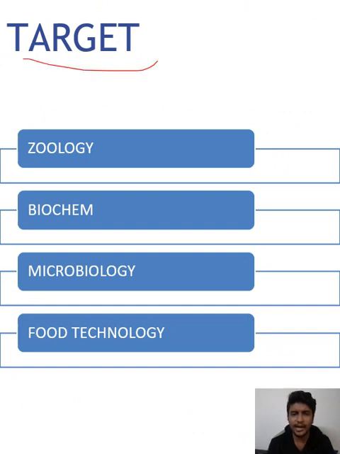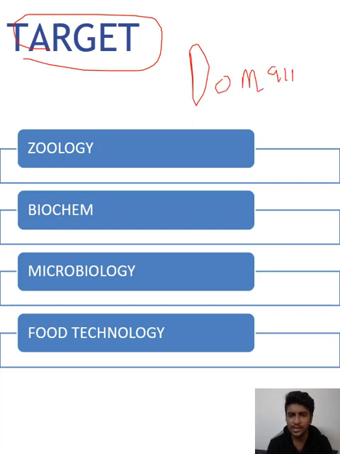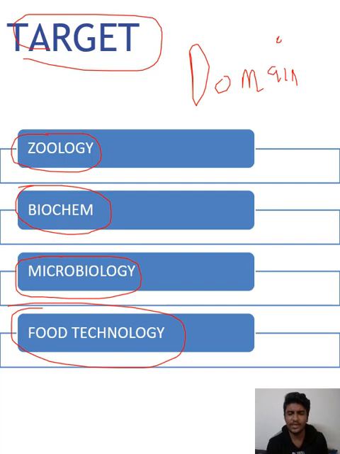Next up, what will be your target? If you want to crack your GATE, your domain specific questions must work. So your chemistry, zoology, biochemistry, microbiology, food technology. These are the 5 domains from which you have to select 2. You cannot opt for all of them.